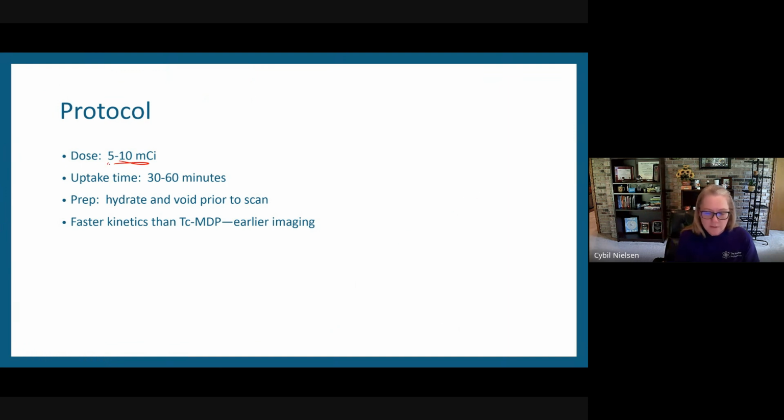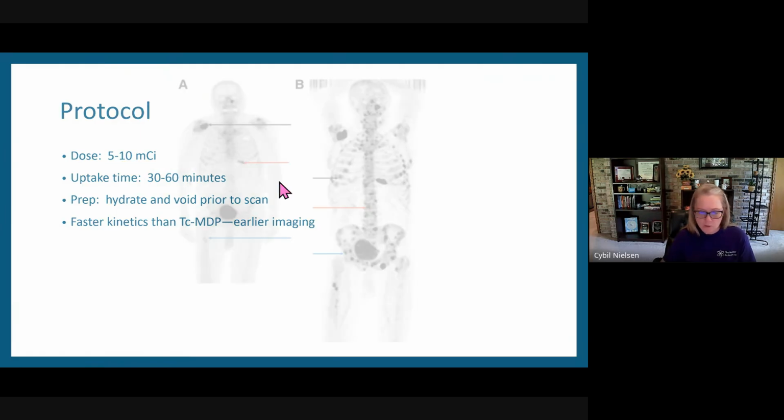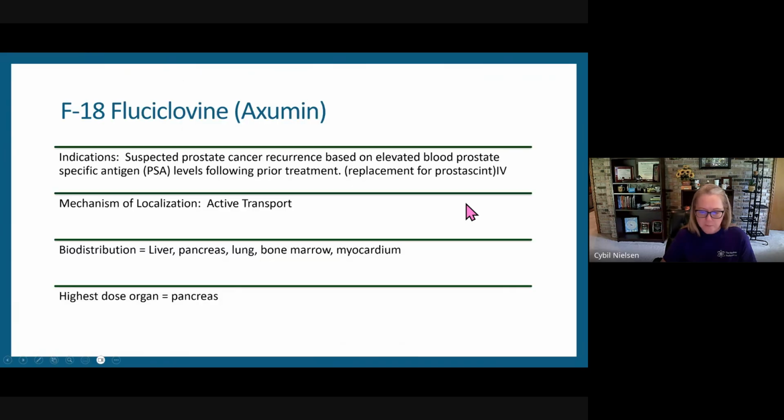Okay, dose is 5 to 10 millicuries. The big difference between a PET bone scan and a general bone scan is that we can image at 30 to 60 minutes. With a whole body MDP bone scan, we have to image at 3 or 4 hours. Okay, those are just some scans.